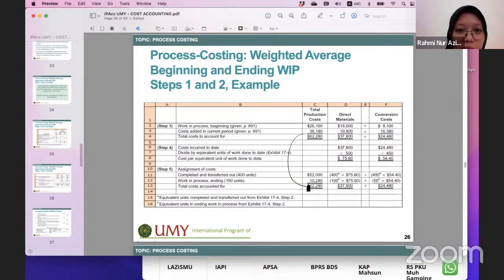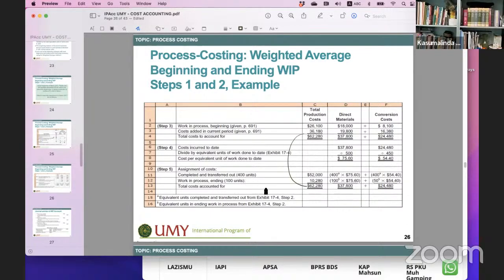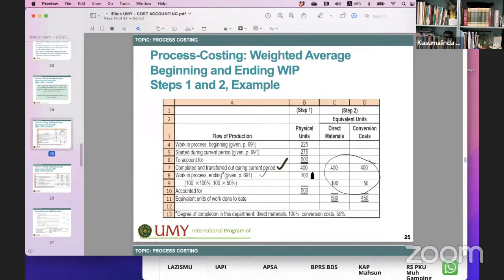Based on how much product is done, or how? Okay, this one, I'll show you this one. The percentage of completion here, you yourself cannot determine it. It is always given in the question.